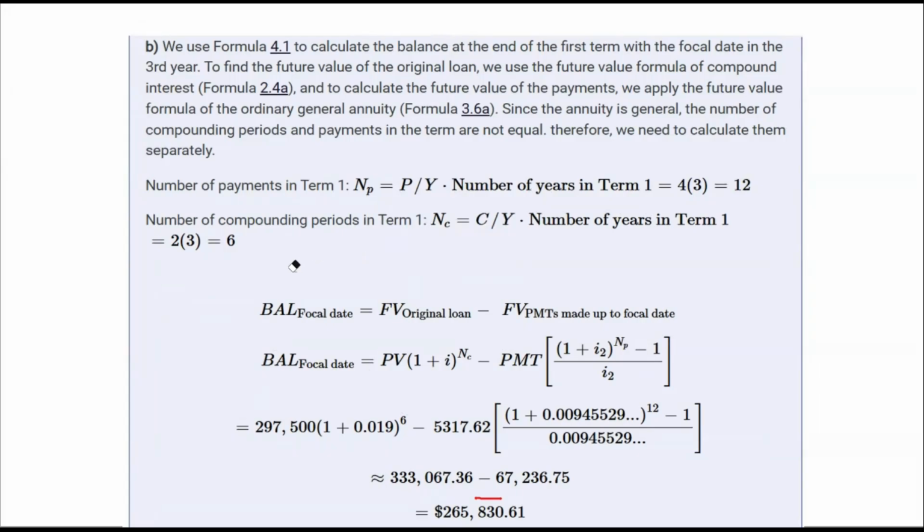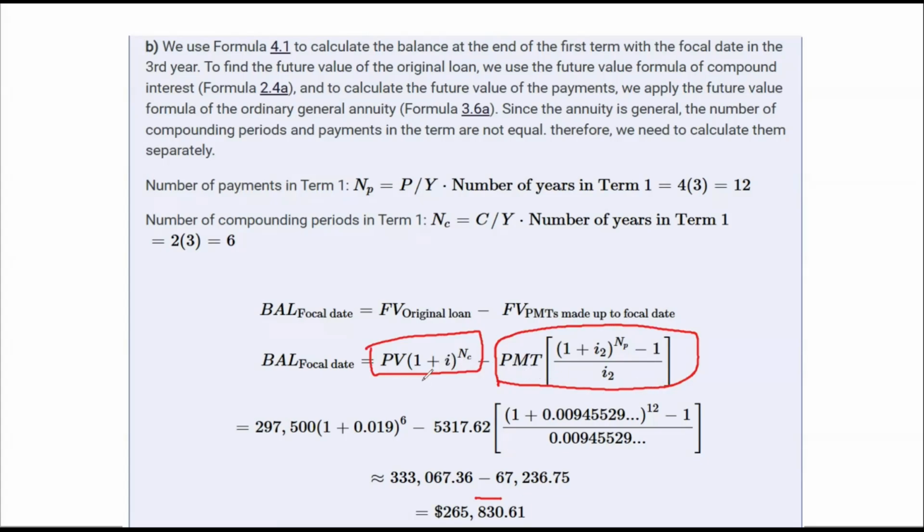Right, so the number of compounding periods in term 1 is 6, all of that, right? So they're going to use the compound interest formula to calculate how much you owe them after these 3 years. And you are paying money that is going to add up to a certain amount, right?